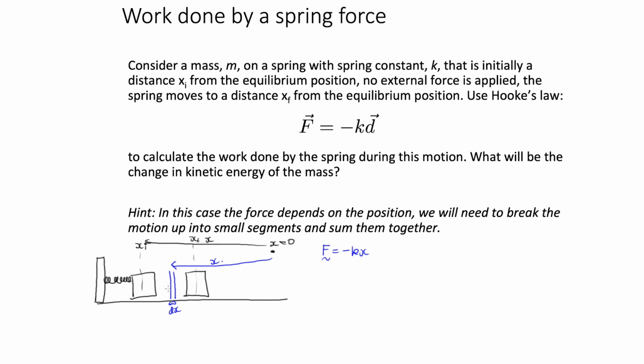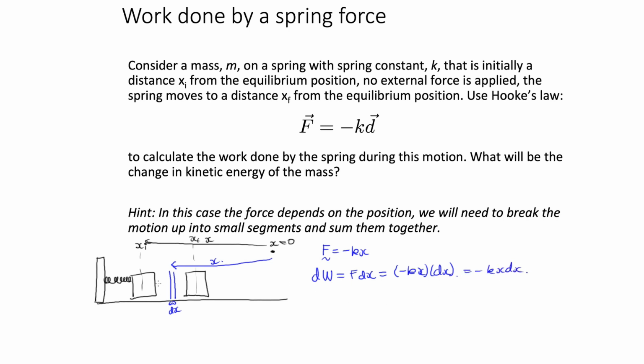Then we can work out the work done to move the mass over this increment dx. So the work done, dW, we're calling it dW because it's just a small amount of work because the spring is just moving a small distance, is equal to F dx. And so this is equal to minus kx times dx. And so that's just minus kx dx.